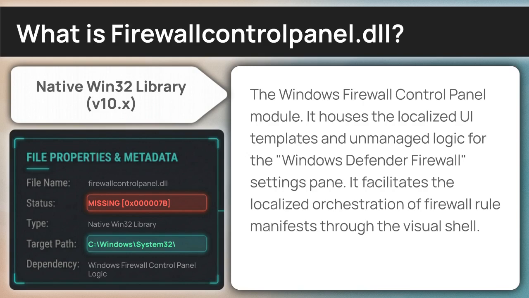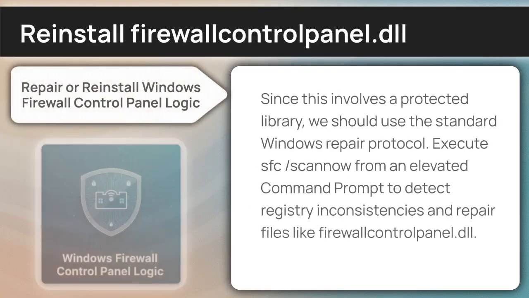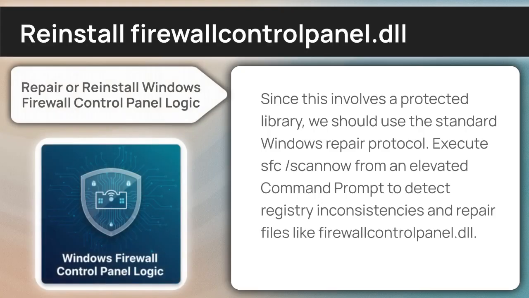With that background out of the way, here is how we actually restore the missing component. Since this involves a protected library, we should use the standard Windows repair protocol. Execute sfc /scannow from an elevated command prompt to detect registry inconsistencies and repair files like Firewallcontrolpanel.dll.